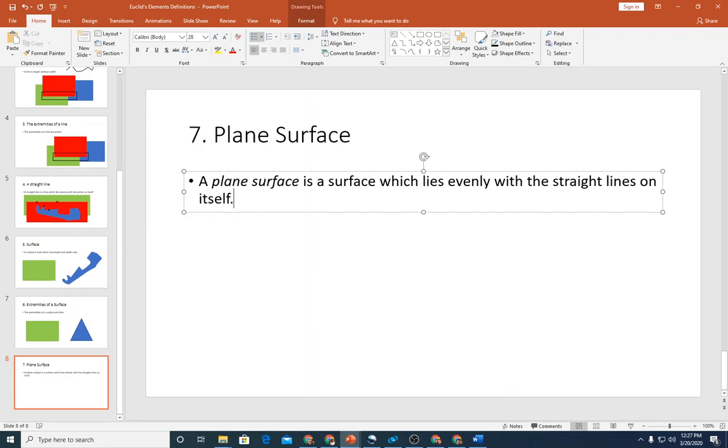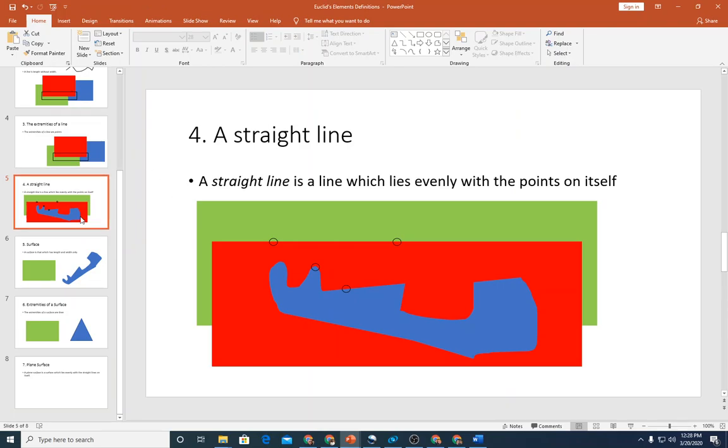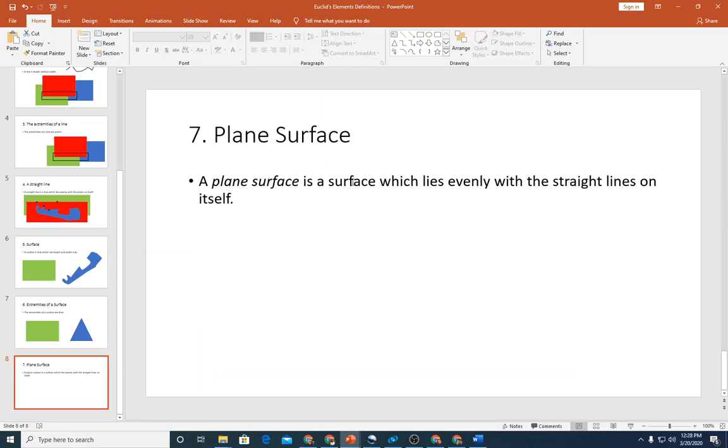Now, this might seem a little bit complicated, but in fact, this is pretty straightforward. It's helpful if you go back and remember the definition of a straight line. So back in definition 4, we had a straight line is a line which lies evenly with the points on itself. And a plane surface is a surface which lies evenly with the straight lines on itself.